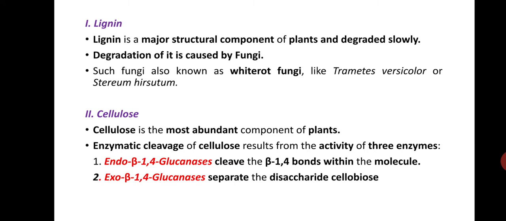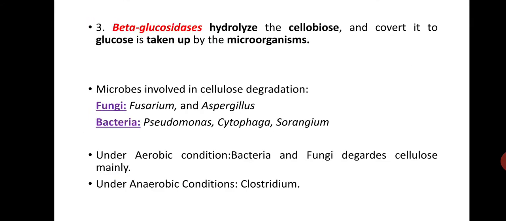Cellobiose is formed after the first part of degradation, that is from the endoglucanases. Now, who is going to degrade cellobiose? It is beta glucosidases. It hydrolyzes the cellobiose and converts it into glucose, which is taken up by the microorganism. So see, first cellulose was very complex, so it is being degraded with the help of these three different enzymes. At the end, when you get the glucose, it is utilized by the microorganisms. And now let's see microbes which are involved in cellulose degradation.